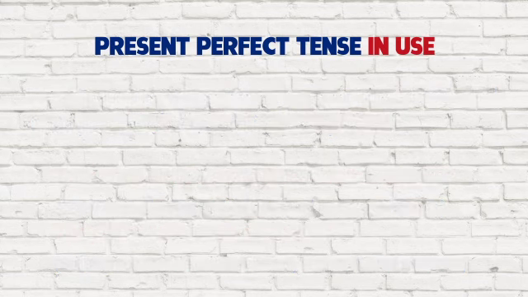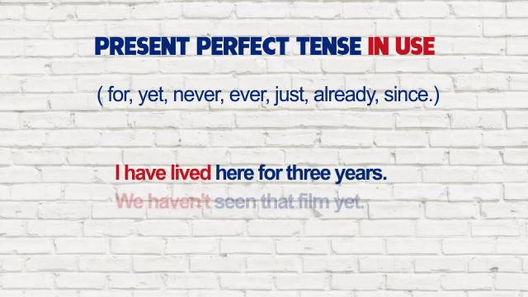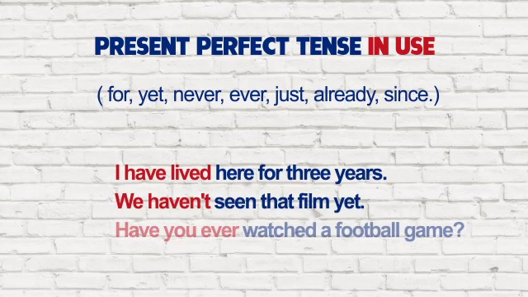We also use the present perfect when the following words are in a sentence. For, yet, never, ever, just, already, since. Here are some examples. I have lived here for 3 years. We haven't seen that film yet. Have you ever watched a football game?